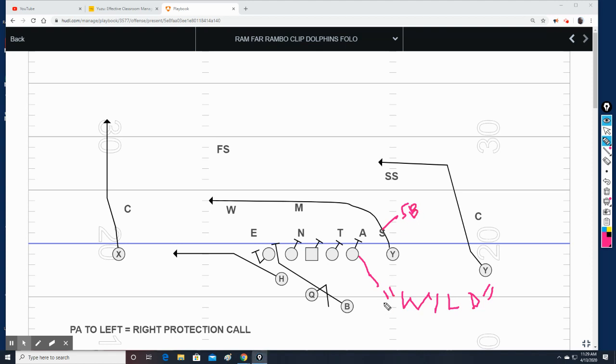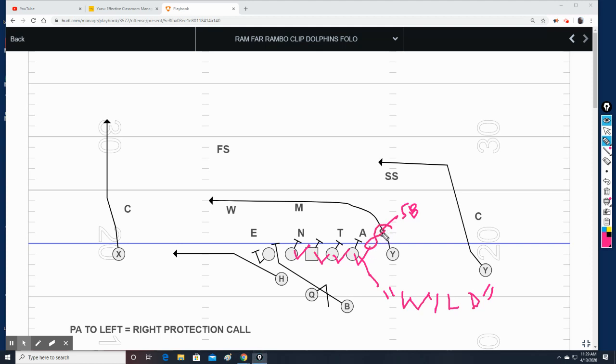And this is where the communication comes in. Because we will set to that guy. You will set here. Center will come here. Everybody will slide further to the right and make sure that we got this guy blocked.